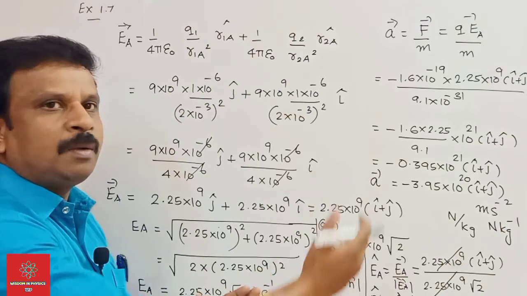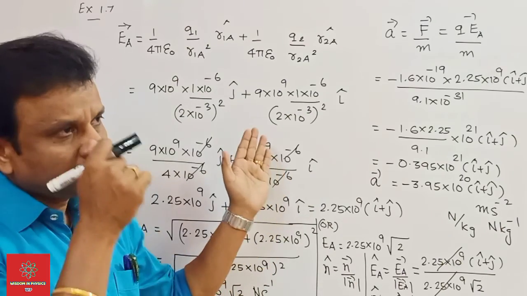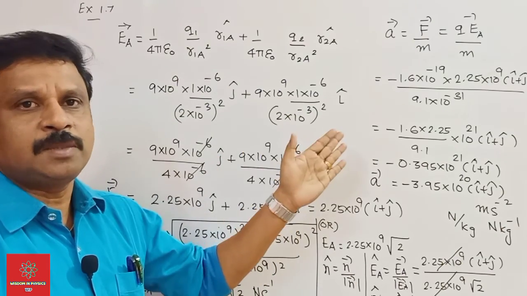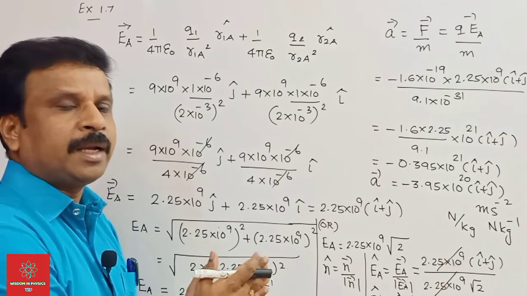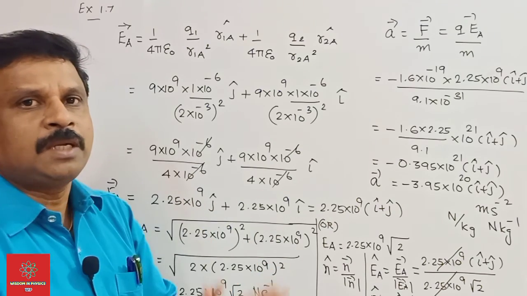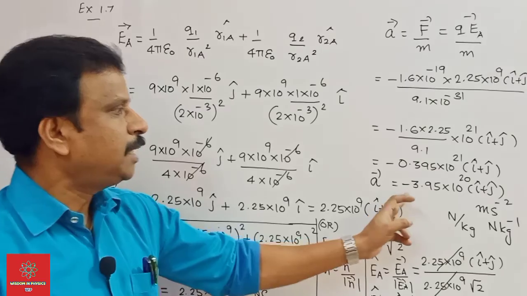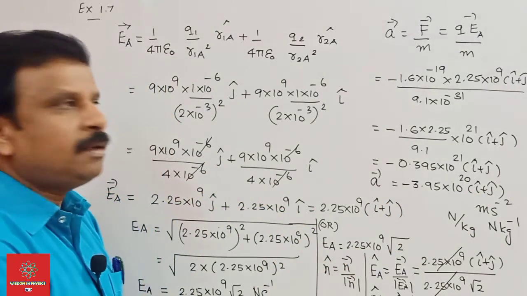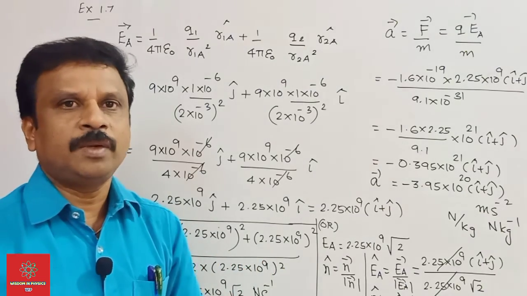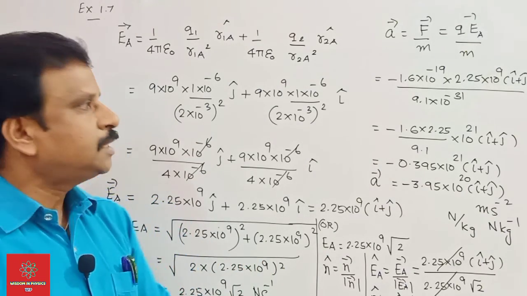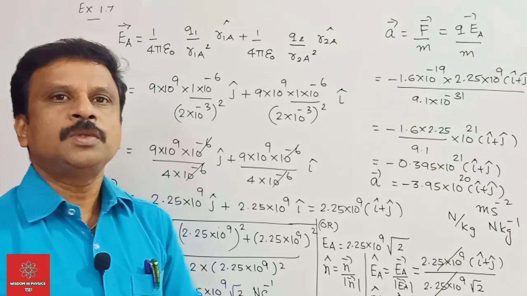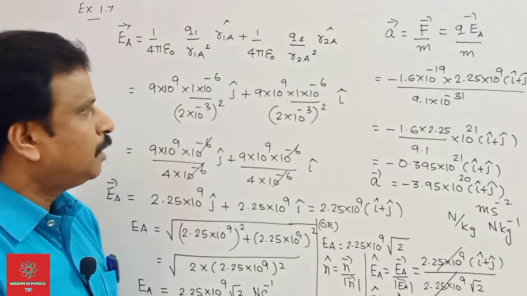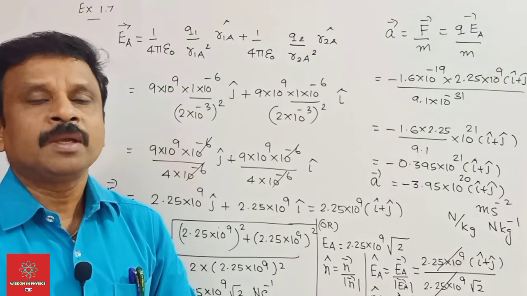So in the first quadrant all are plus, in the second quadrant the x axis is negative and the y axis plus. In the third quadrant both are negative, both the x axis as well as the y axis. That's why minus of I plus j is represented. So the acceleration will be exactly opposite to the total electric field of the system. Okay, so this is a very important problem. So just go through it and work on it twice or thrice, then you can easily understand.